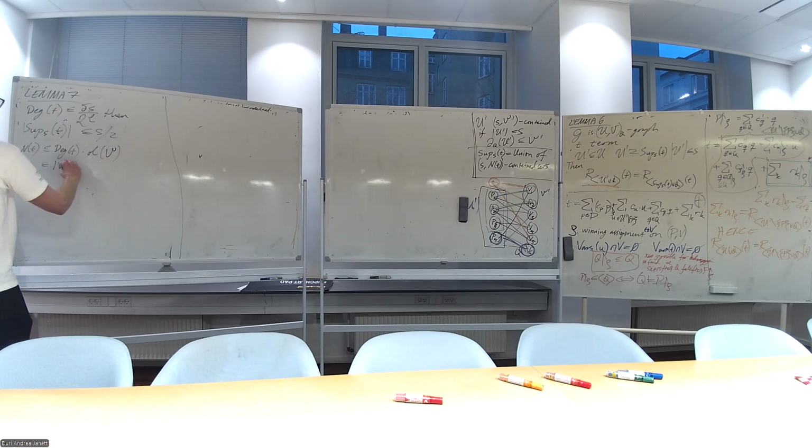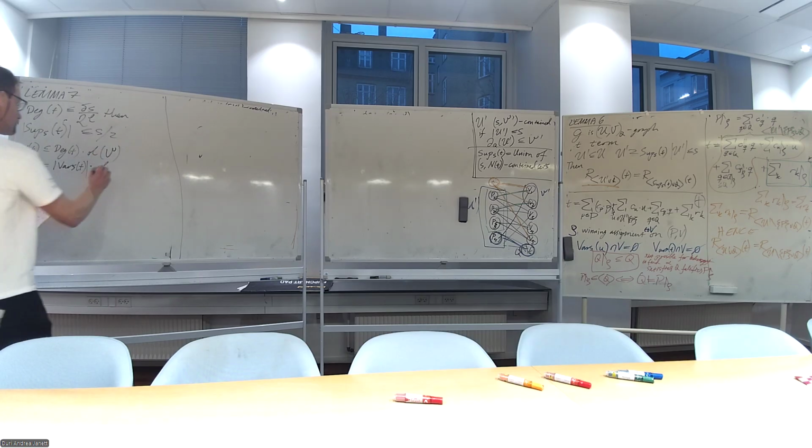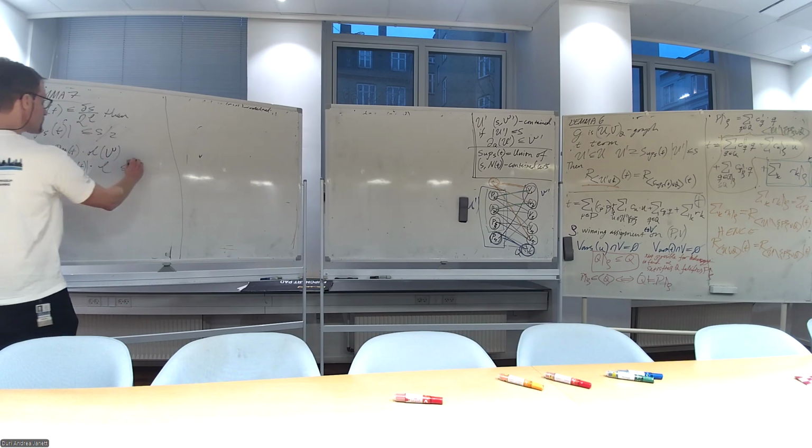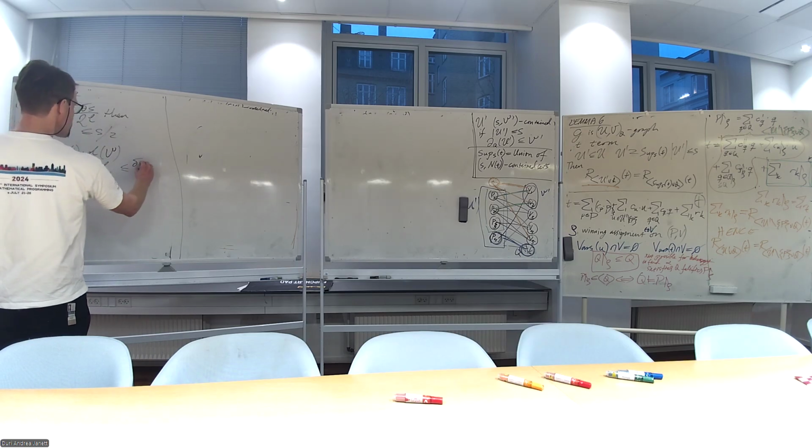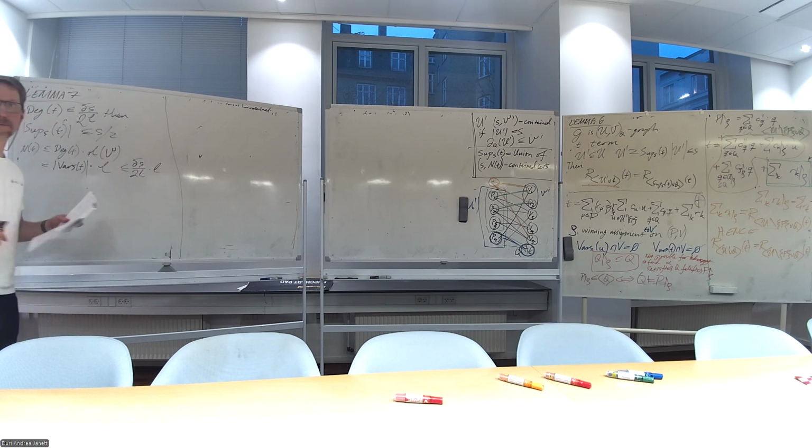So the number of variables in t contribute to edges. How many different v's can every variable occur in? At most L. And now we just say, okay, what was the degree? Well, you promised to me that the degree was delta S over 2L, and the overlap is L, and now we're done.